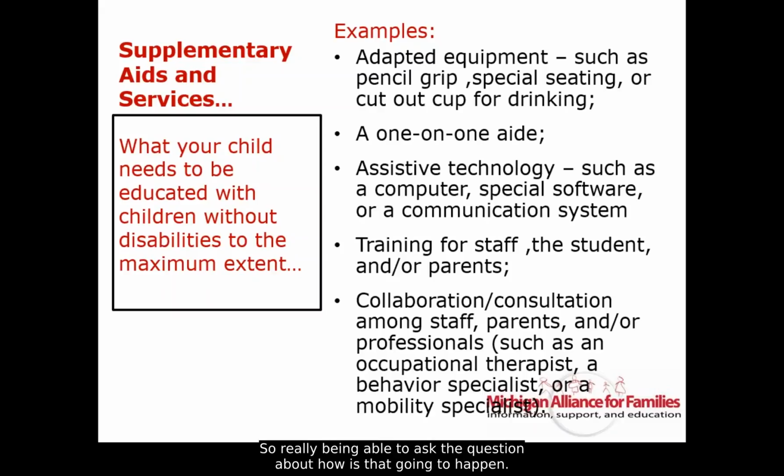So really being able to ask the question about how is that going to happen? What does that look like if we have the students being taught that, and it might need to be taught in a small group or one-on-one. But how are we going to make sure those skills are generalized into a classroom, and how do we make sure that it's a seamless system of delivery model? How do we figure that out?